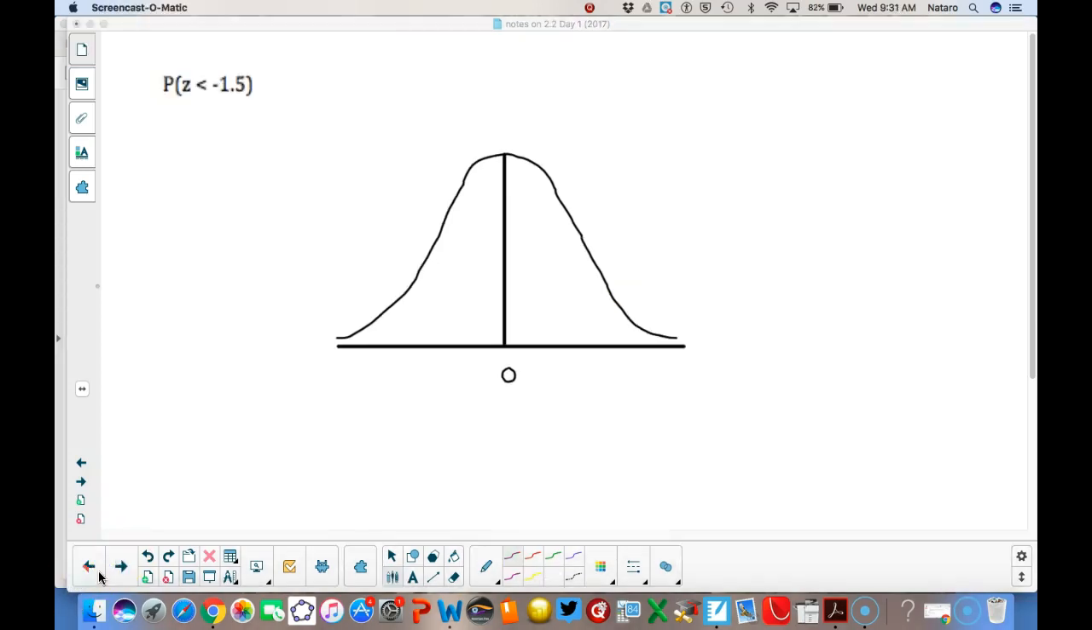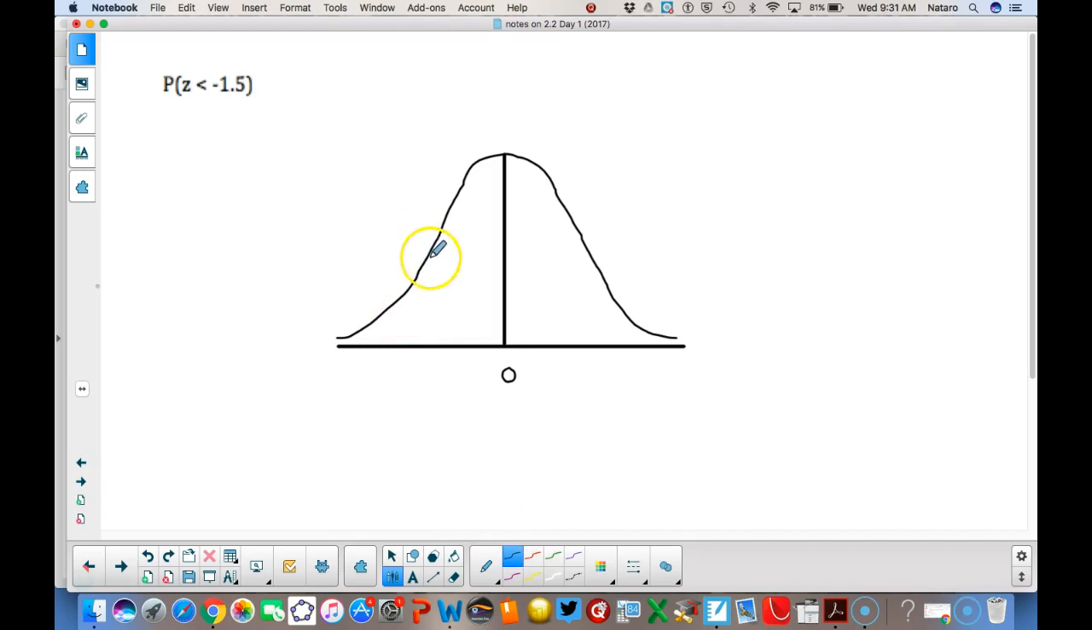Let's take a look at another example. In this case, we want to know what proportion of observations are 1.5 standard deviations below the mean. So this statement here is saying what's the probability of a z-score less than negative 1.5. So first I'm going to draw where negative 1.5 would be located, which is to the left of 0. And then I'm going to shade the appropriate area. Less than 1.5 means I would shade to the left. So I want to find the area associated with a z-score of negative 1.5 to the left of that.